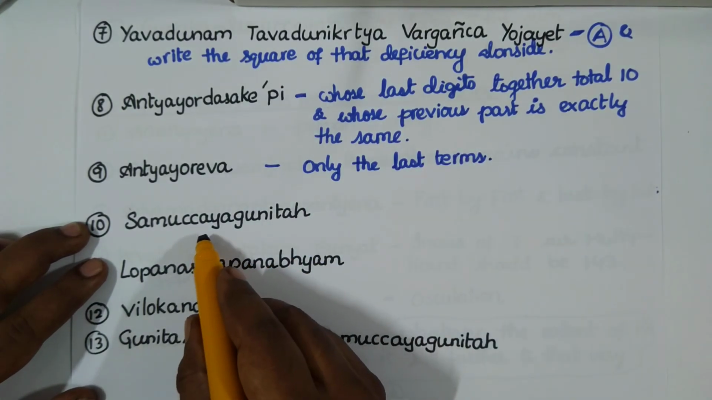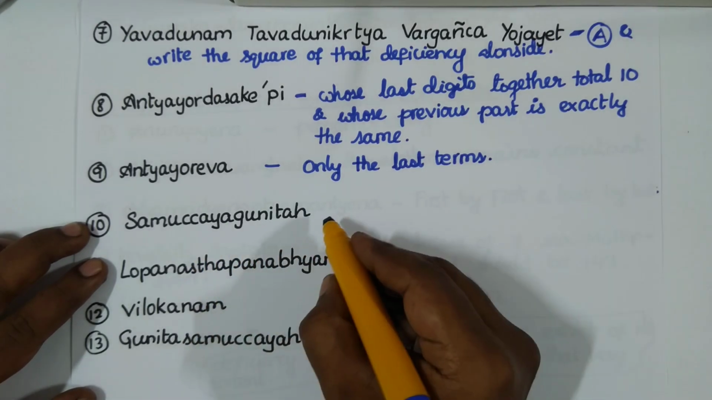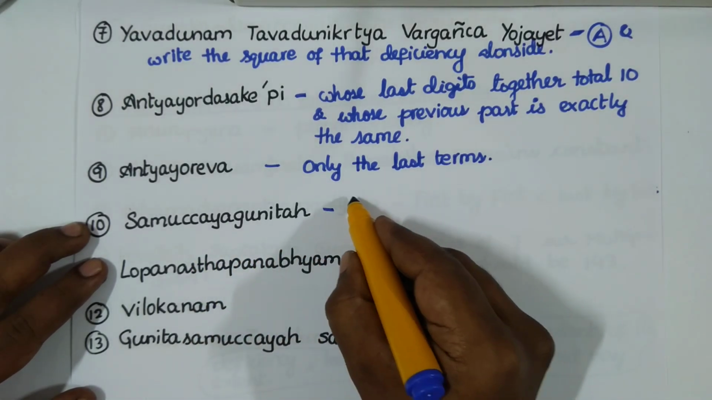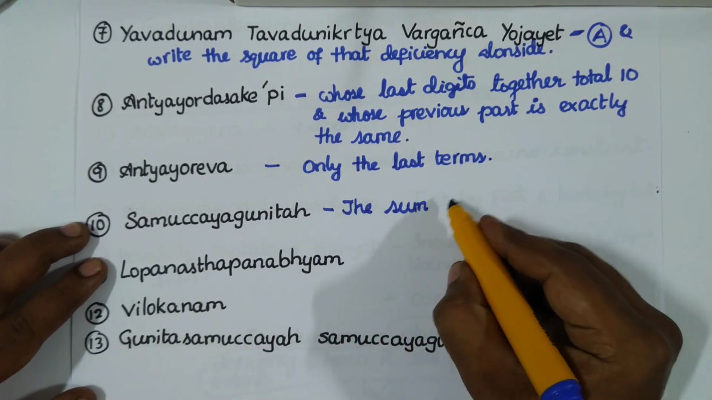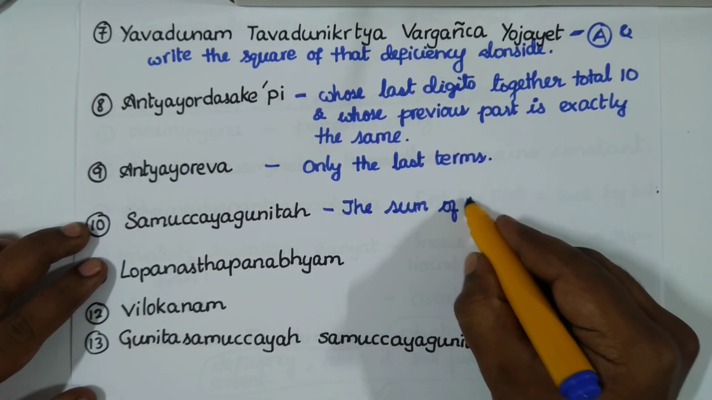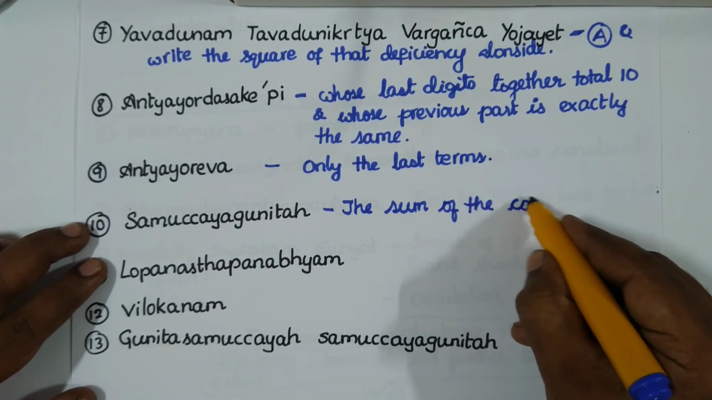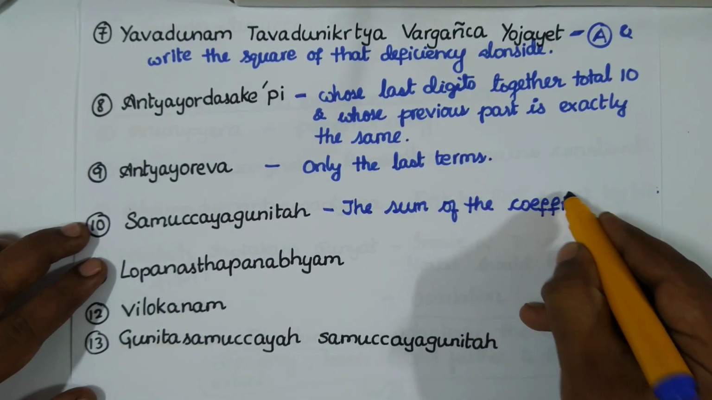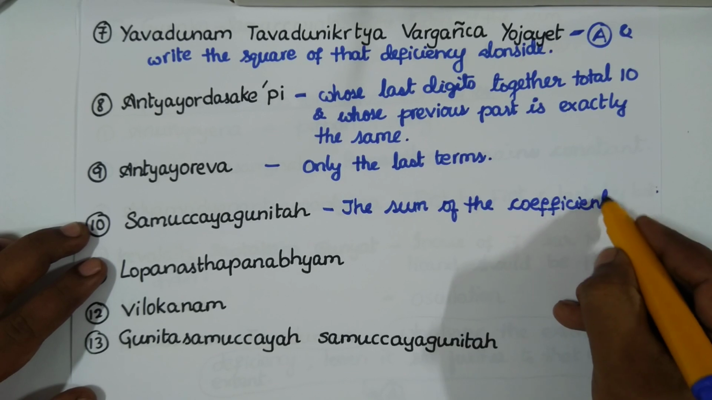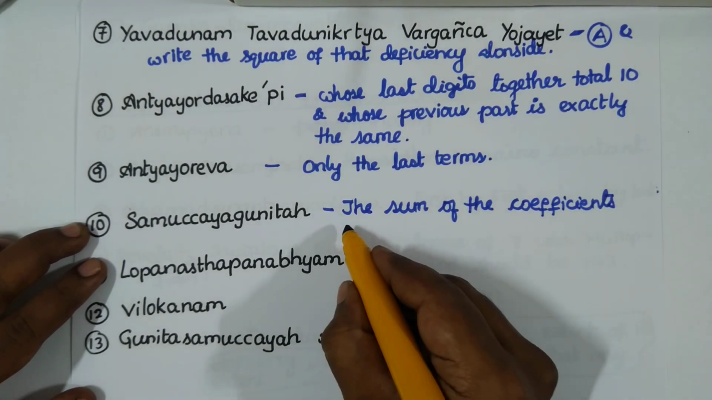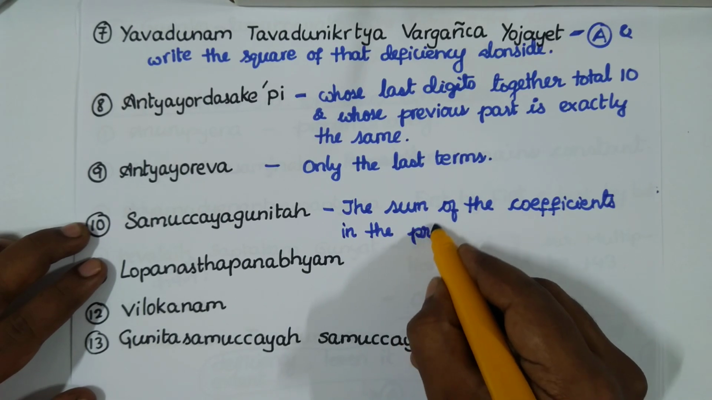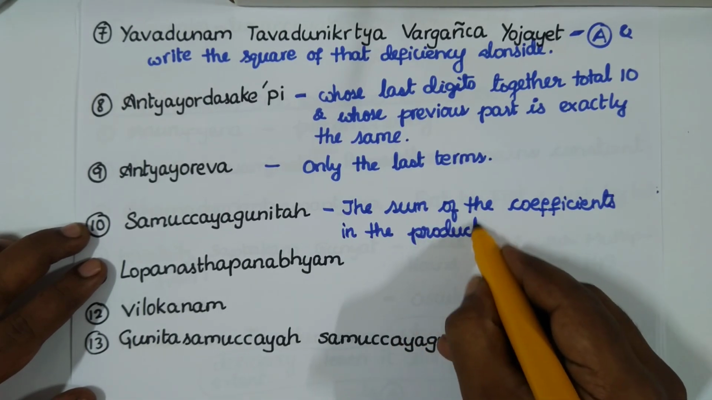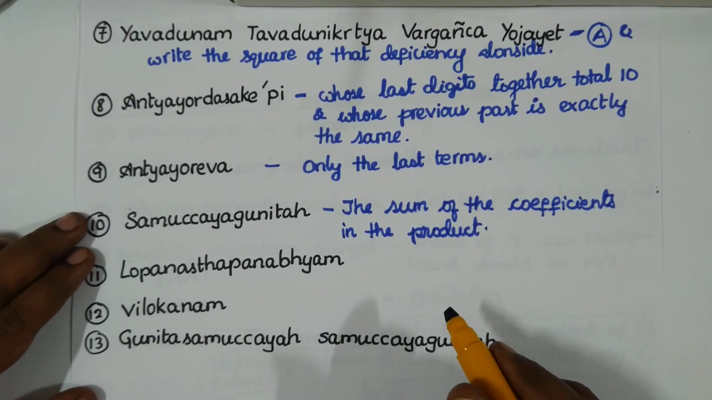And this one is Samuchaya Gunitaha. Samuchaya Gunitaha means the sum of the coefficients. The sum of the coefficients in the product.